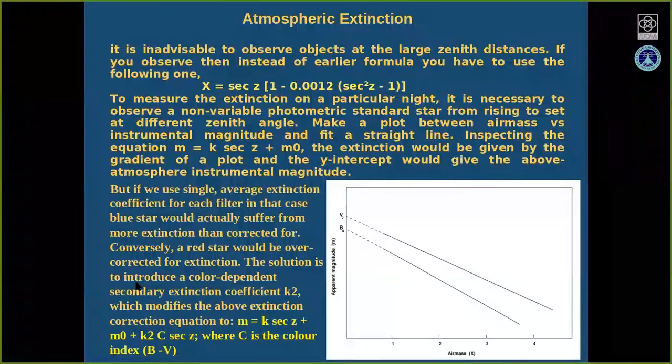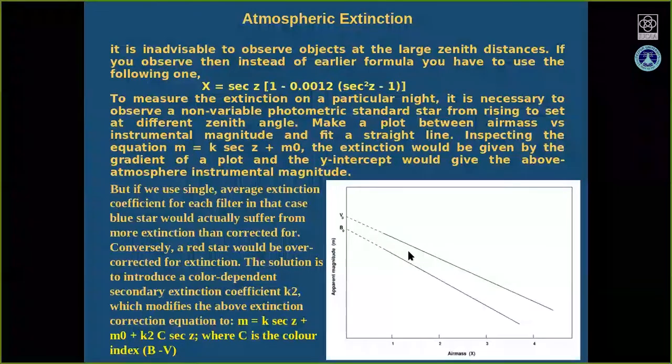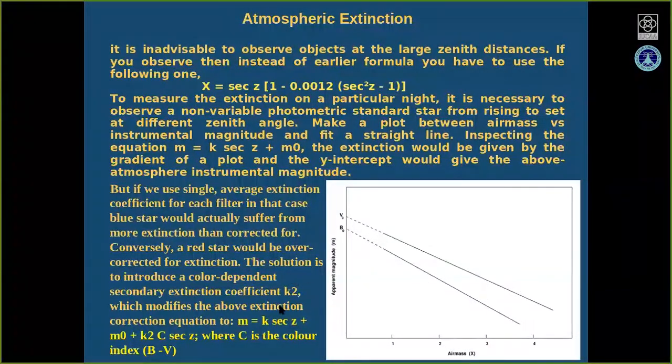The solution is to introduce a color dependent secondary extinction coefficient, which is generally known as K2, right? So initially we are using our instrumental magnitude to calculate the extinction coefficient. Now to remove all this color dependency, we have to make a plot between air mass versus color. That is color index, like B minus V. If you go for that, then the slope of that curve will be your color term, the color extinction coefficient, that is nothing but your K2, right?